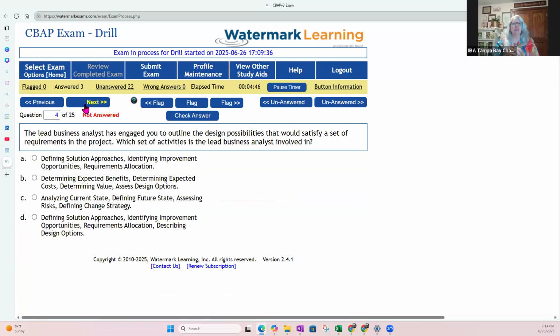The lead business analyst has engaged you to outline the design possibilities that would satisfy a set of requirements in the project. So let's stop right there. What task is this?